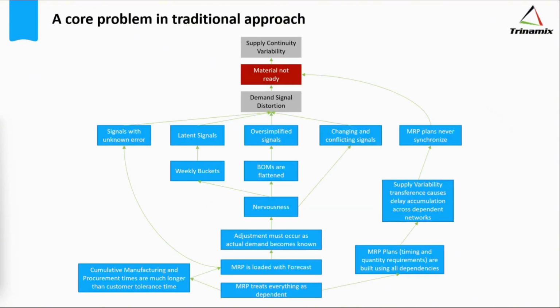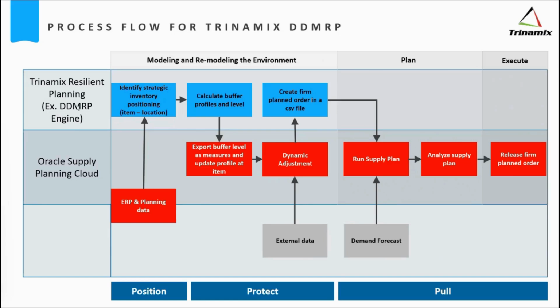As companies face more complex planning scenarios and evolving regulatory requirements, it's clear that a new approach such as DDMRP is essential to thrive in this challenging environment. Trinamix Resilient Demand Driven solution seamlessly integrates with Oracle Supply Planning Cloud and uses advancements in AI, machine learning, and predictive analytics to optimize supply chain configurations, enhance responsiveness, and provide execution visibility, leveraging all the benefits of the DDMRP methodology.